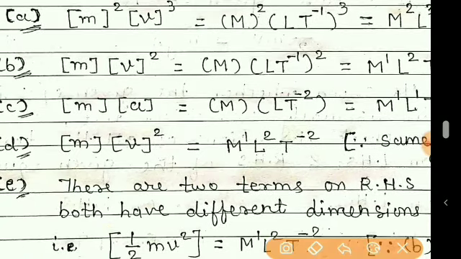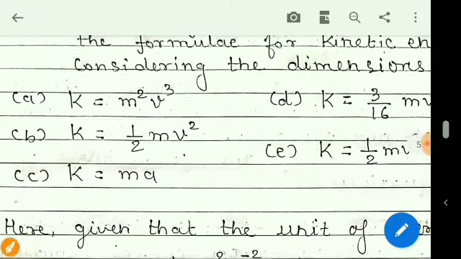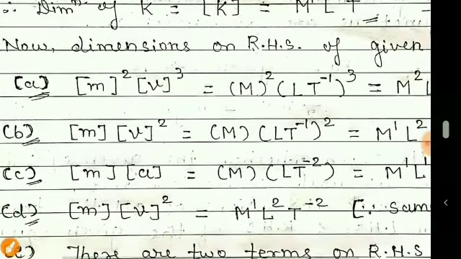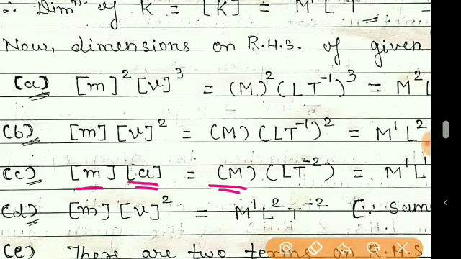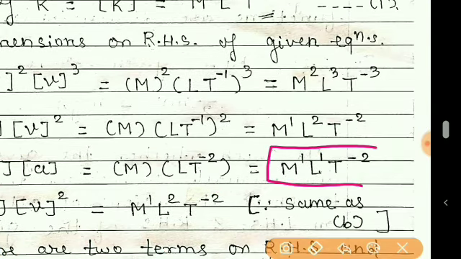Similarly, next it is ma. For equation number C on the right hand side, just go through it once again. It is this ma. So m, that is mass, acceleration is distance upon time square, so distance is L, and upon time square, so T raised to minus 2. Again combining these two and writing, we will get this as the dimension.